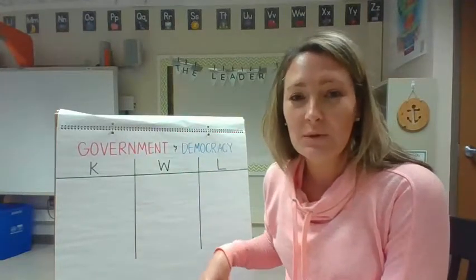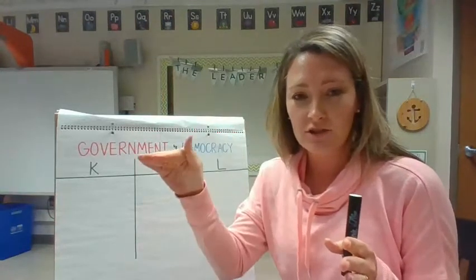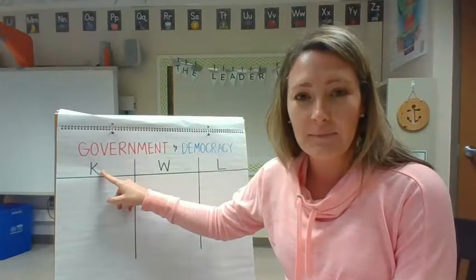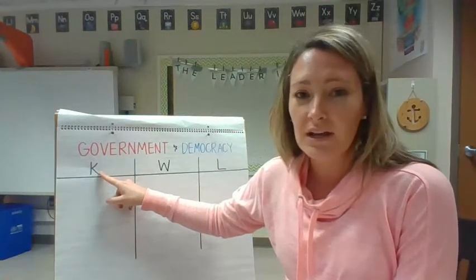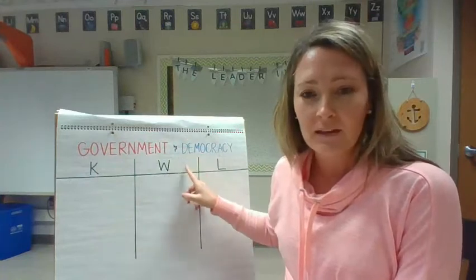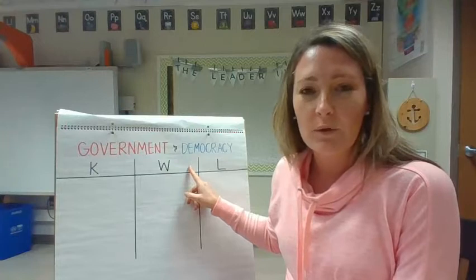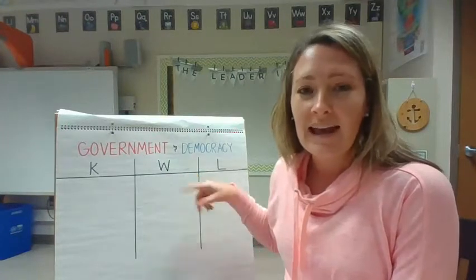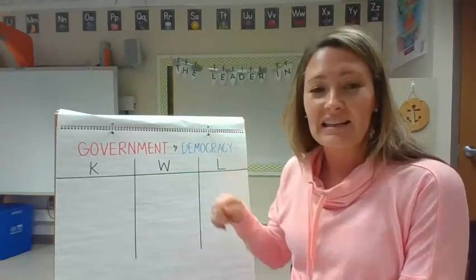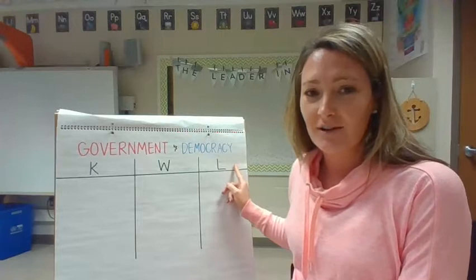If you want to do this with me today, just grab a piece of paper and draw a 3-column chart, just kind of like we do in math. We're going to put K at the top of one column, and this stands for what we already know about government and democracy. Put a W in the middle. That stands for what we want to learn. And then we're going to keep using this throughout. And you'll have an L, and anything that you learn, you'll add into this side of the chart.